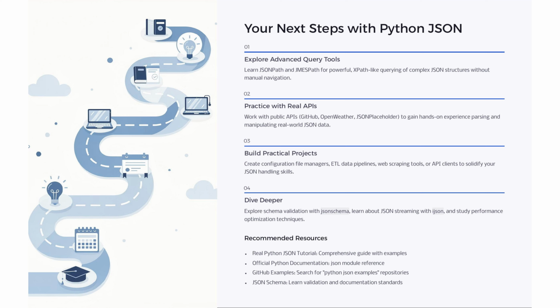Explore JSONPath and JMESPath for efficient querying of complex JSON structures. Practice with APIs like GitHub and OpenWeather to enhance your skills. Build projects such as configuration managers and extract, transform, load pipelines. Dive into schema validation with JSON Schema and optimize performance with ijson. Utilize resources like Real Python and GitHub for further learning.